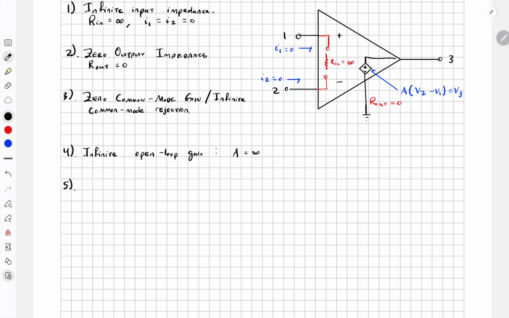There's one more thing about the ideal op-amp, number 5, called infinite bandwidth. Infinite bandwidth means it works for all frequencies. This is not the case for the real op-amp. It has limited bandwidth. It does not work at all frequencies, especially up to very high frequency. The circuit performance gets degraded. But for now, we're studying the ideal op-amp. It works for all frequencies.